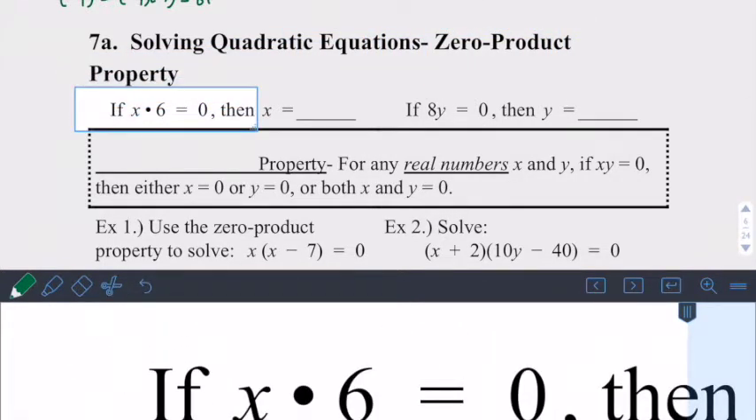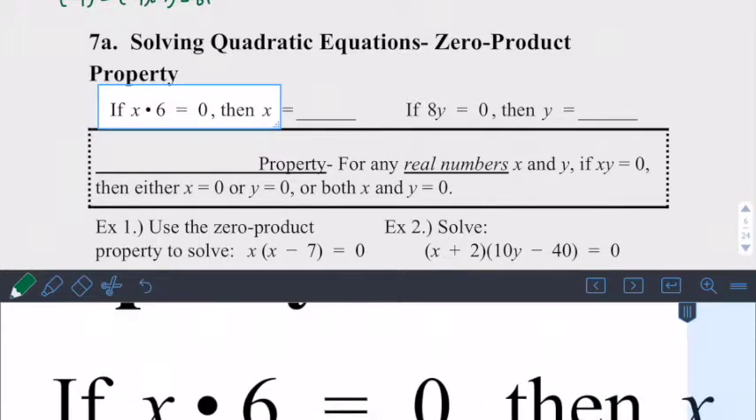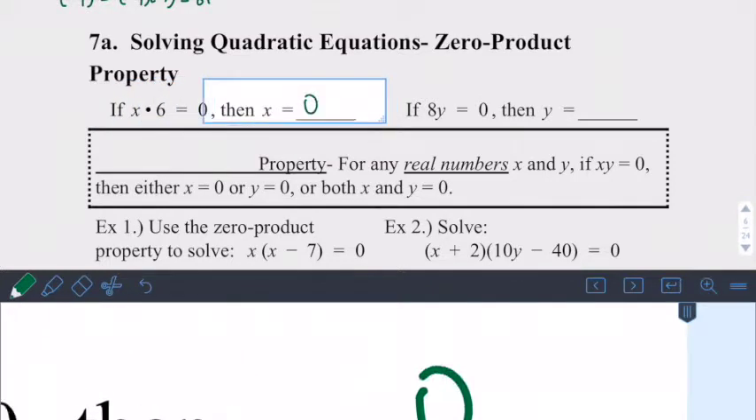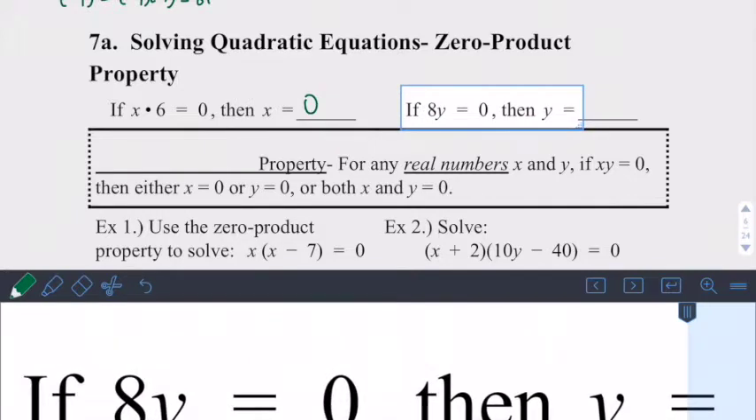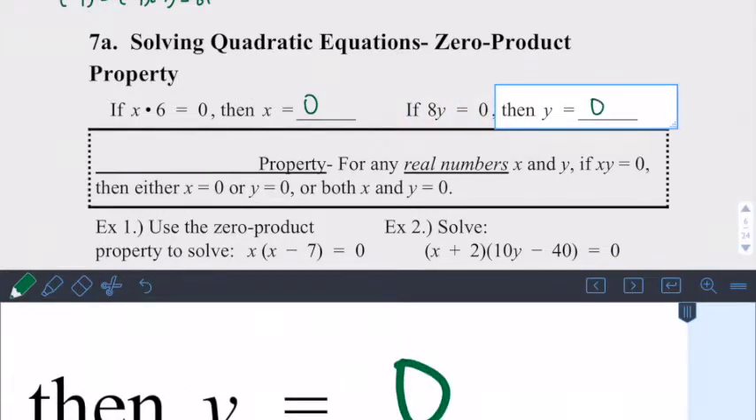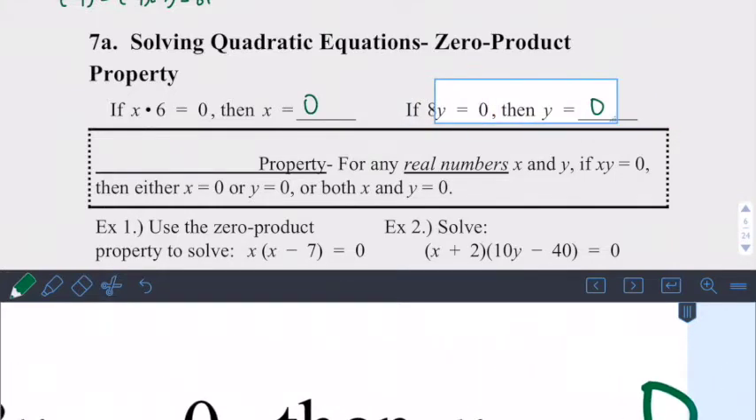So we know this. If x times 6 equals 0, then you could tell me right away that x has to be 0, right? So then it would be 0 times 6 gives us 0. Then if we have 8y equals 0, then y would have to be 0. That makes sense. 8 times 0 gives us 0.